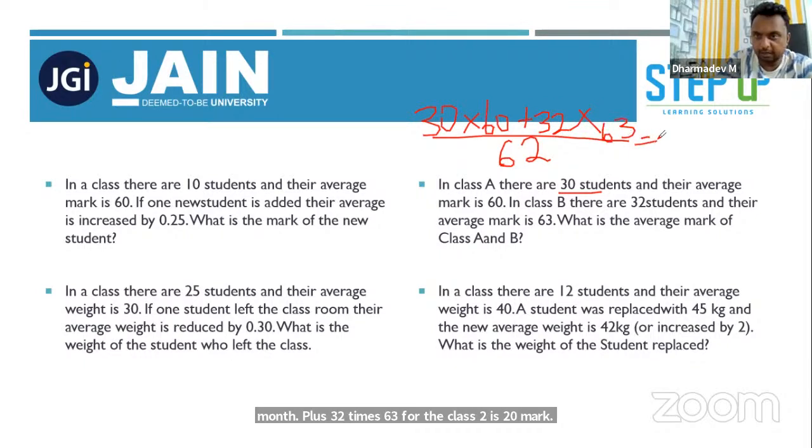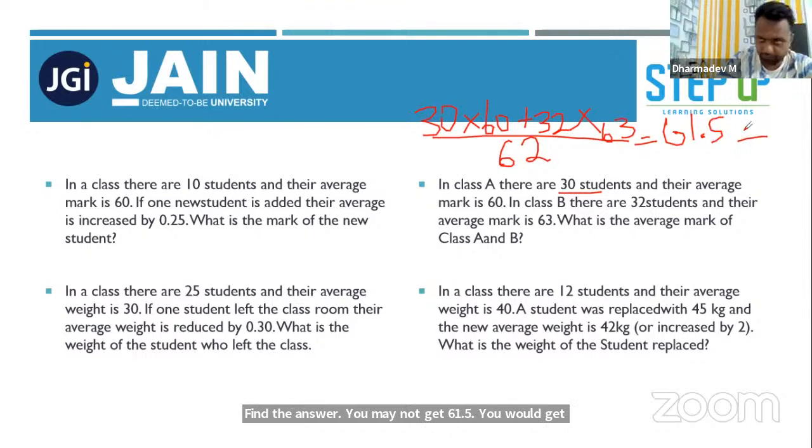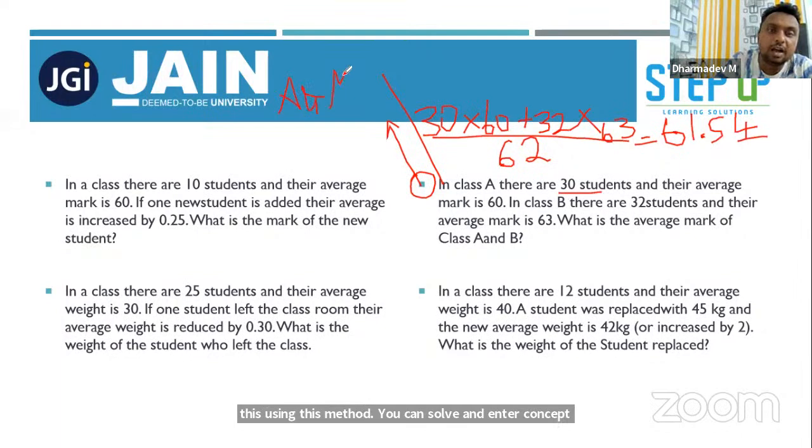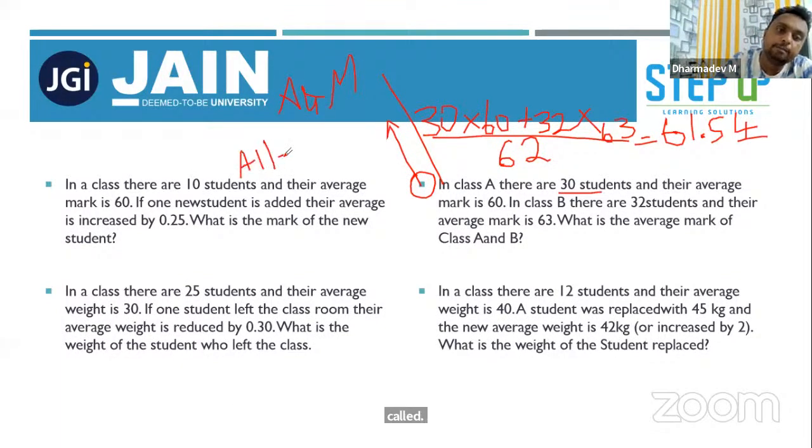You may not get 61.5, you will get some more decimals. If you give one more decimal, that's sufficient. So 61.54. That's all. This is leading to a new topic. Same like this, using this method, you can solve an entire concept called alligation and mixtures. Only this method can be used over there and you can solve it.